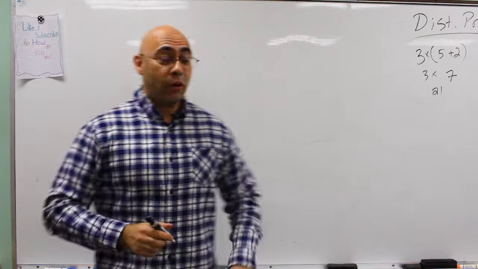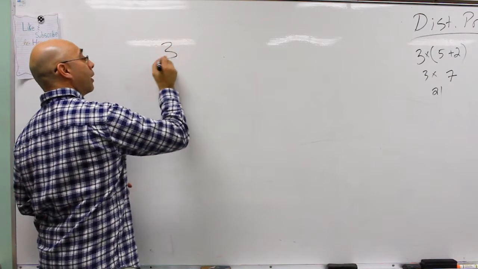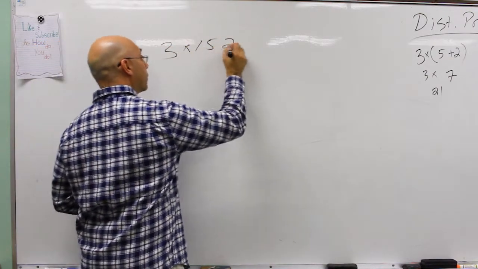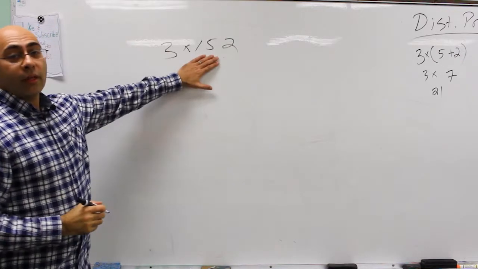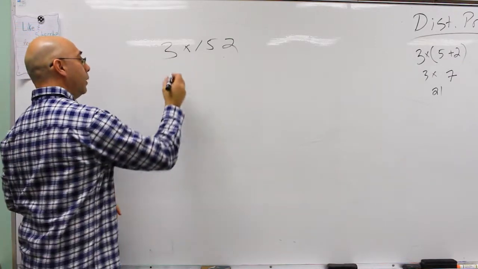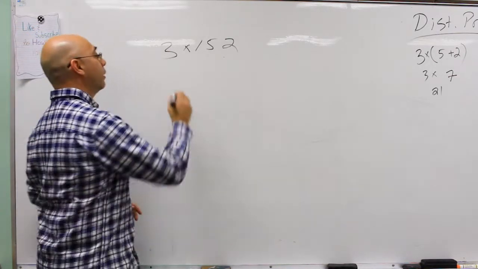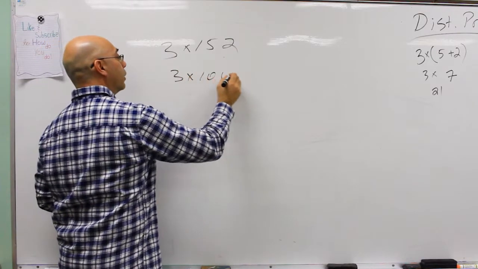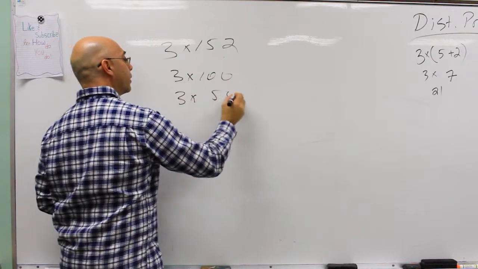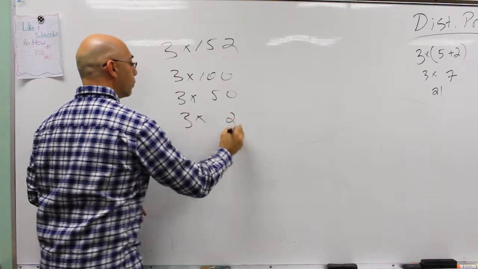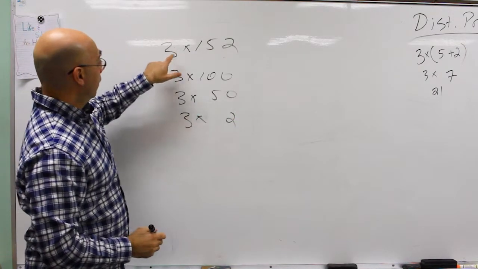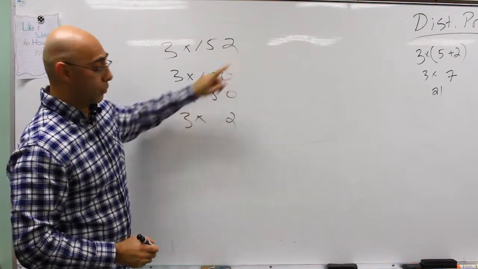What you could do instead, though, think of it as if you're multiplying something like 3 times 152. Break this 152 down, and you could do this in your head as 3 times 100, 3 times 50, and 3 times 2. You're distributing this 3 to each of those place values over there.